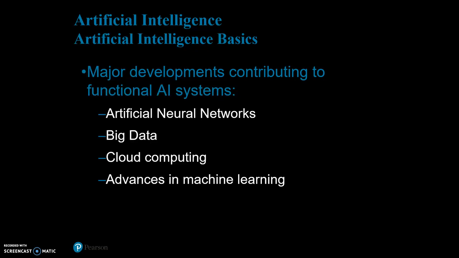A lot of information technology developments have contributed to the functional AI systems that we have today, including artificial neural networks, okay, big data, cloud computing, and then advances in machine learning.